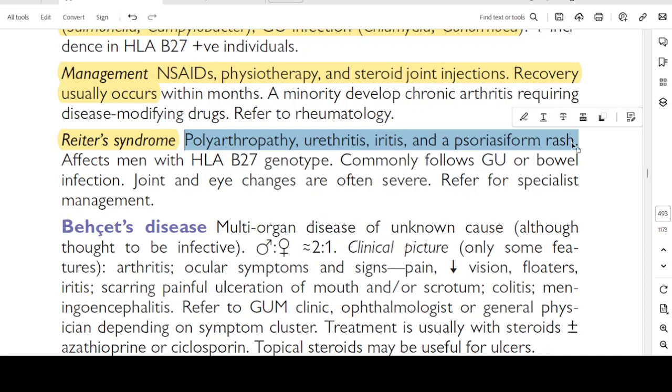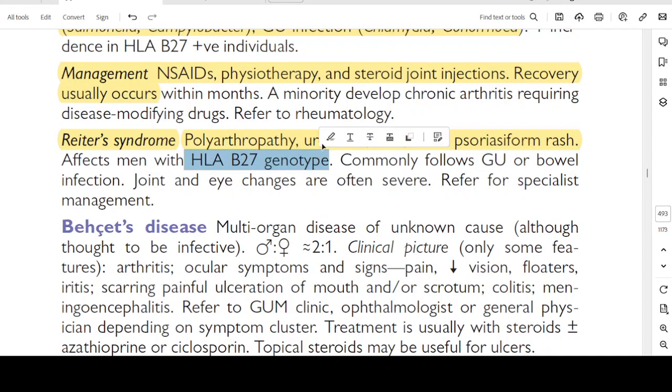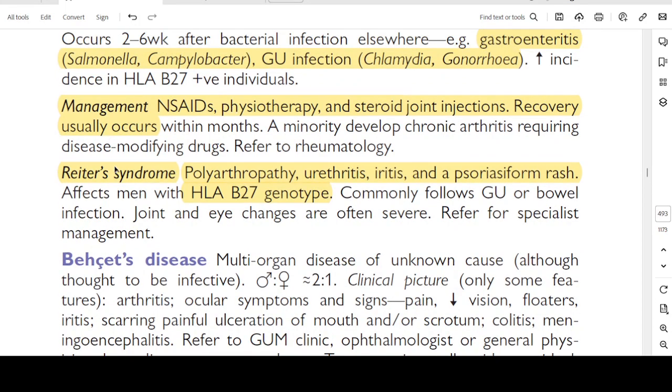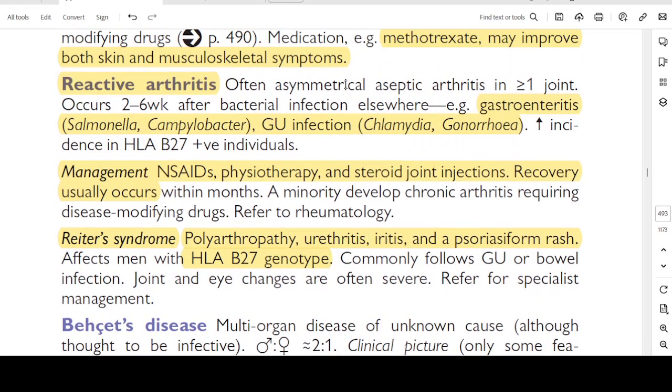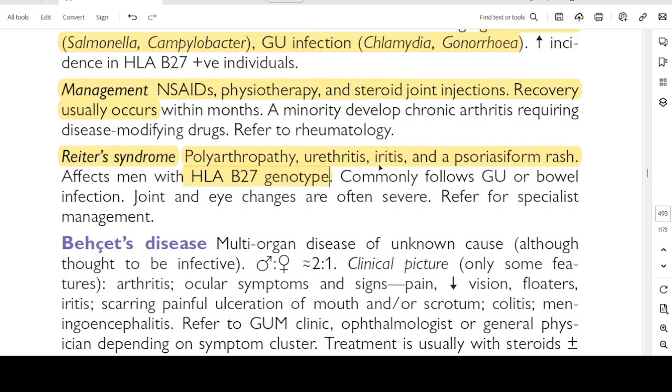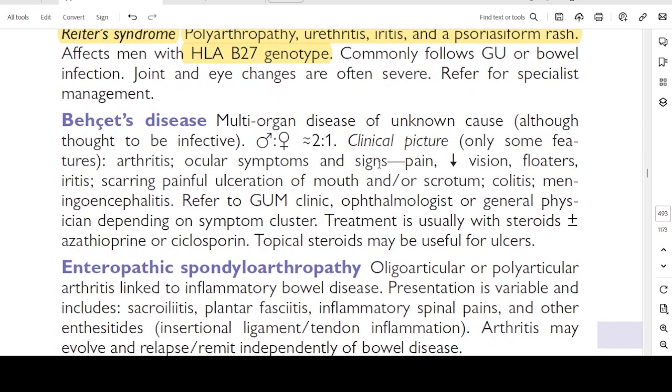So iritis, urethritis, psoriasiform rash and polyarthropathy affecting men with HLA-B27 genotype commonly follow genitourinary or bowel infection. Joint and eye changes are often severe. Refer for specialist management. So the difference between reactive arthritis and Reiter's syndrome is, in Reiter's syndrome there is urethritis and iritis also and a rash, whereas in reactive arthritis there is only aseptic arthritis. Reiter's syndrome additionally has eye and urethral involvement.